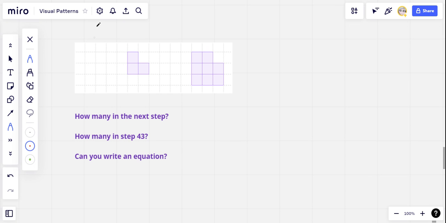Here's our pattern today and right off the bat we've got something weird. Step 1, there's nothing there. But here's step 2 and here's step 3. Your challenge is to predict the number of squares that would be in step 4. If you can do that, can you predict the number in step 43? And can you write an equation that could be used to predict the number of squares in any step at all? So that's the challenge. If you'd like to accept it, pause the video, give it a try.